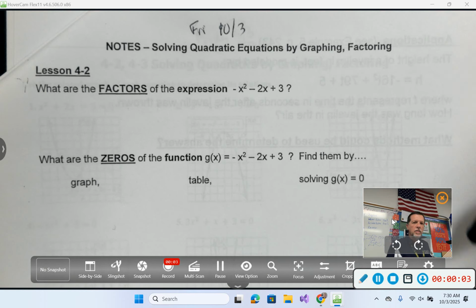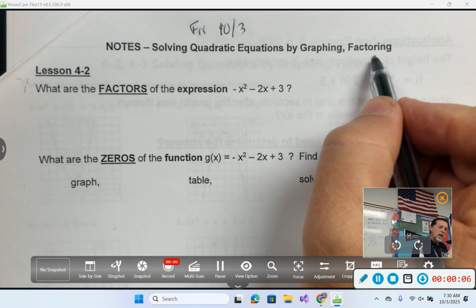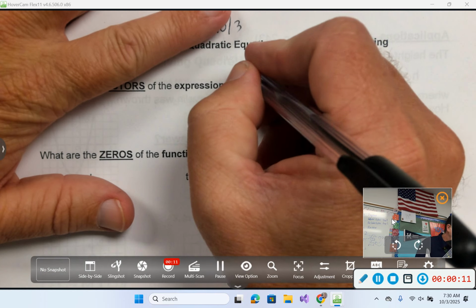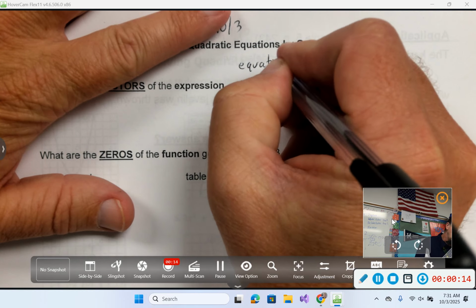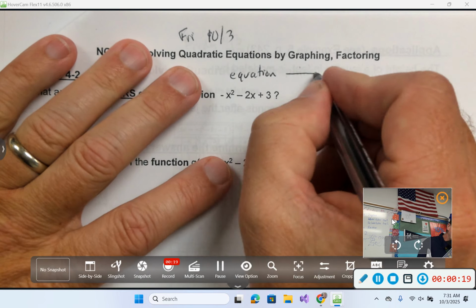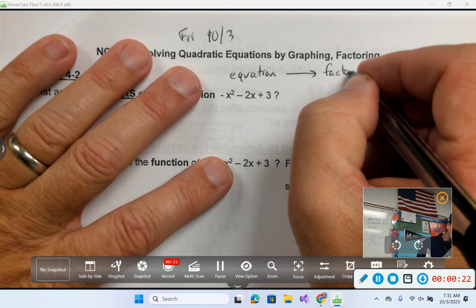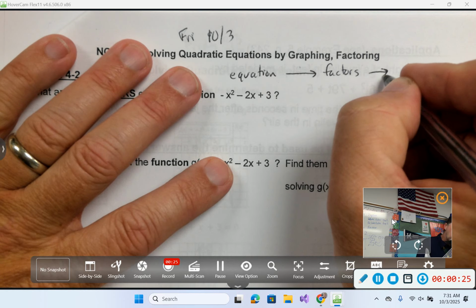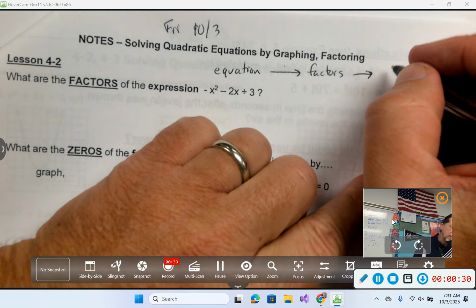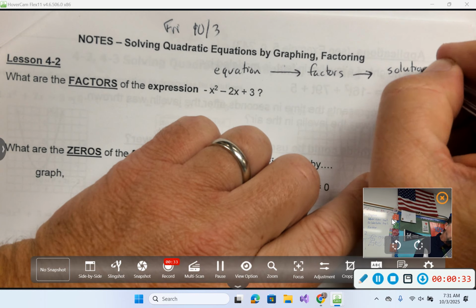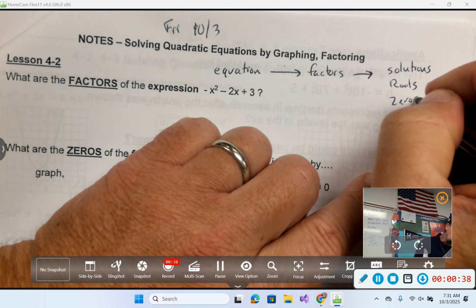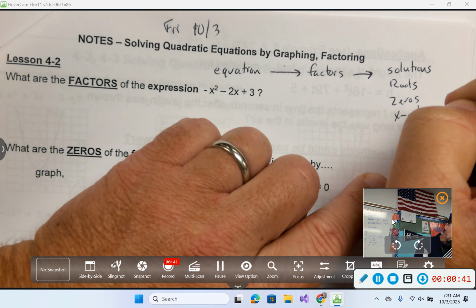So, solving equations by graphing and by factoring. And I guess we should say that usually we start with an equation. We factor it to get the factors. And then once we have the factors, we can set the factors equal to 0 to find the solutions, the roots, the zeros, the x-intercepts. All of those are the same thing.